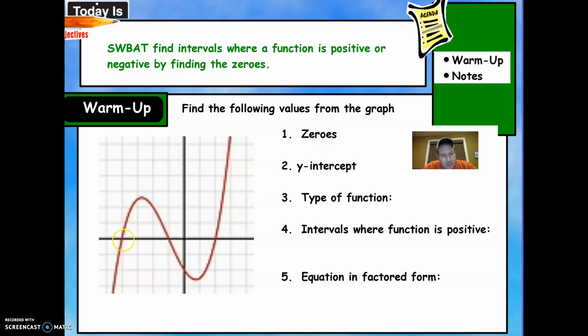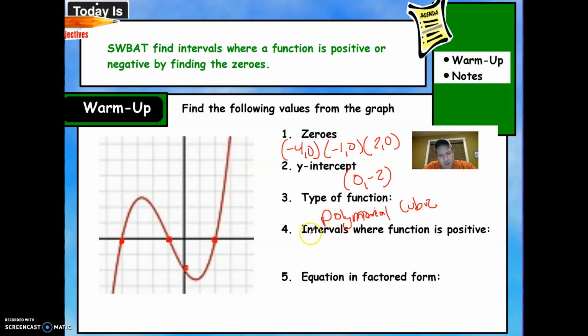So the zeros in this case are right here and here and here. So we have three zeros at negative 4, 0, and then negative 1, 0. And the last one's at positive 2, 0. The y-intercept is here, which is at 0, negative 2. The type of function, as I mentioned before, is a cubic polynomial.